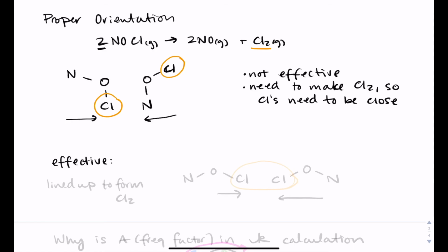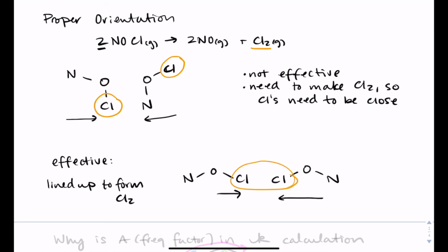If they line up to form Cl2, this is how you might get an effective collision. So the Cls run into each other, they can form Cl2, the oxygen chlorine bonds could break, and you're left with the two NOs that you need.